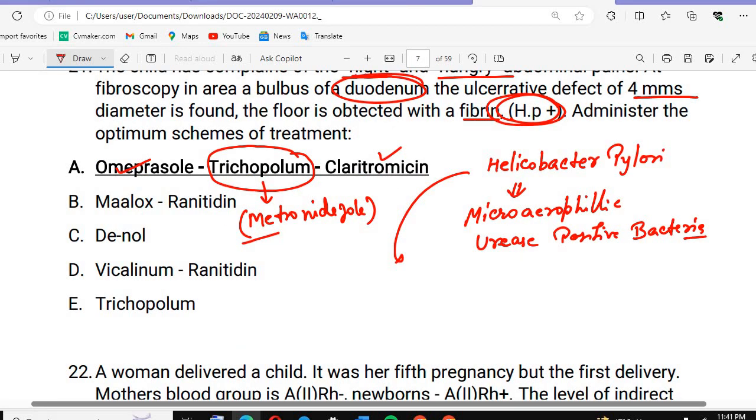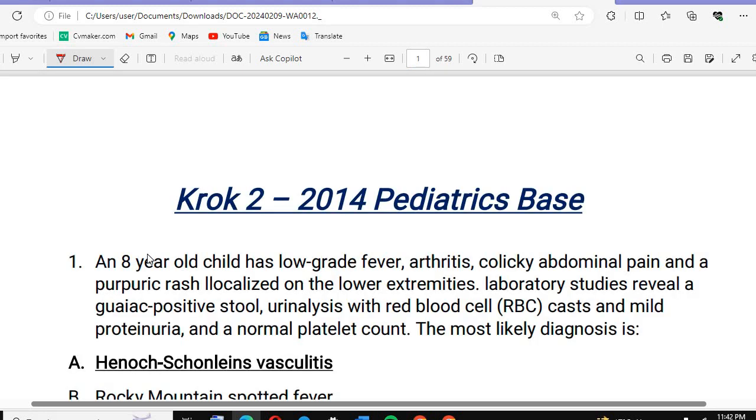Now do the next questions we have. Sir, which year is the paper from? This is the question from Hamza. These questions are from the pediatric base. We are studying about the pediatric base, Krok 2 2024 pediatric base. See, don't worry about whether it is 2023, old or new.